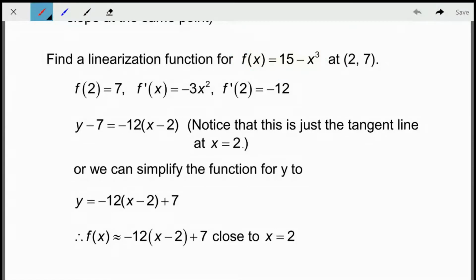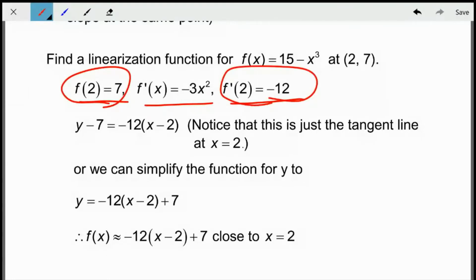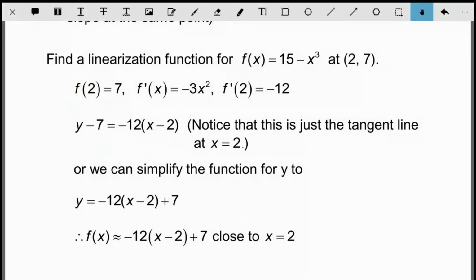So we're going to use the point of tangency to be the point on my function, 2, 7. The first thing we did here: here's my point, here's my slope, and here's the slope at the point when x is equal to 2. So I've got my point, I've got my slope, and then I can get the equation of the tangent line. Here's the equation of the tangent line. And then from there, all we're going to do is rearrange that.